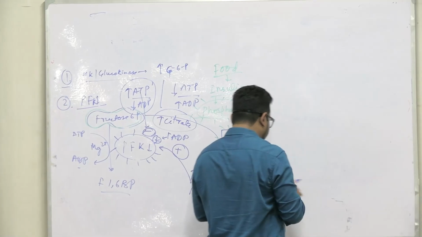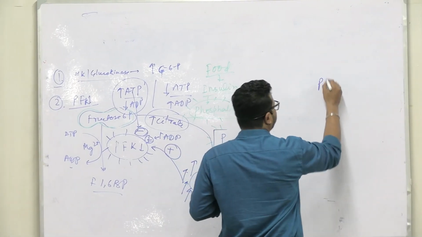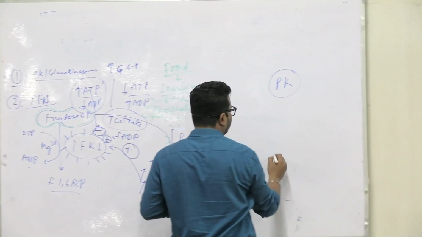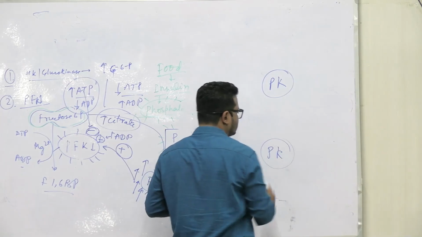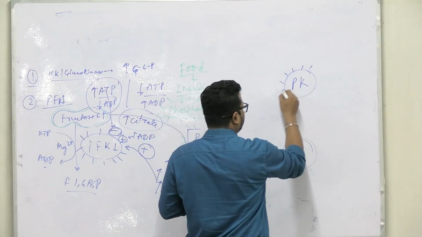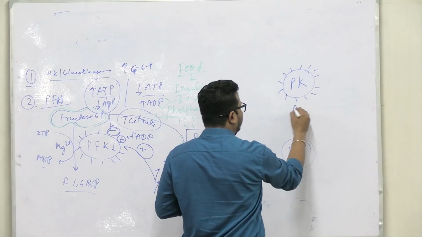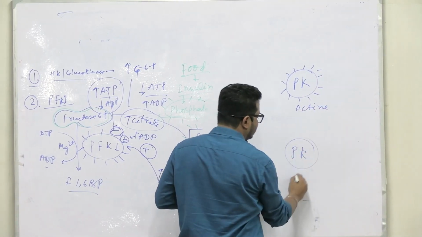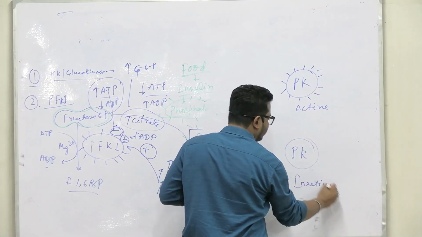Now, the third one. That is called PK. PK, not the Aamir Khan one, pyruvate kinase. Okay? This is active. This is inactive. Okay?